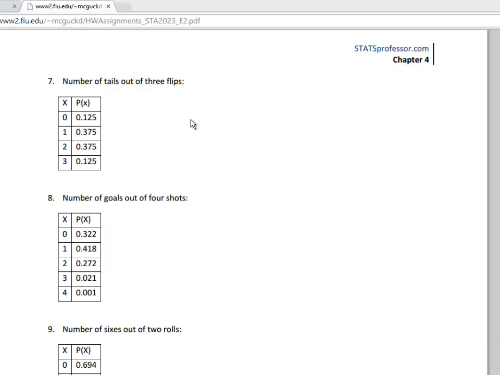Okay, so we're in chapter 4 here, and we're looking at question number 7. The problem asks us to confirm that it's a probability distribution first. If it is a probability distribution, then we are to calculate the mean and the standard deviation for the probability distribution.